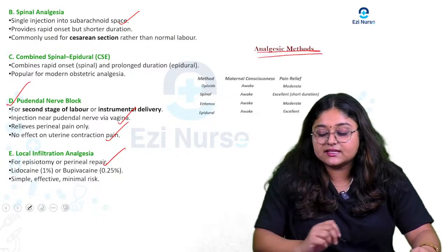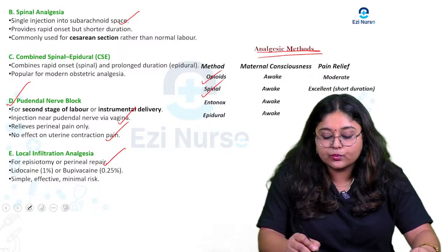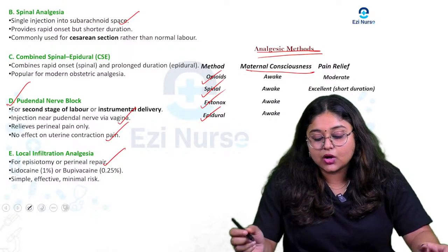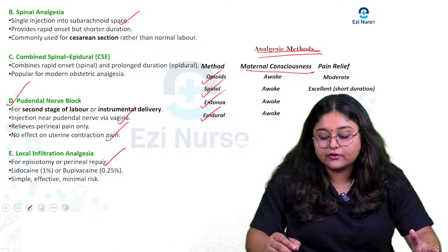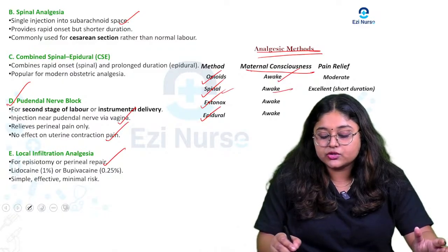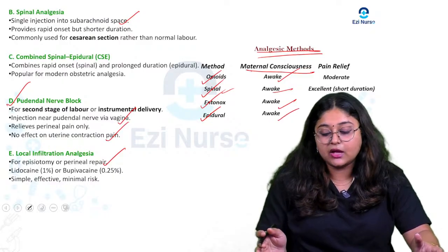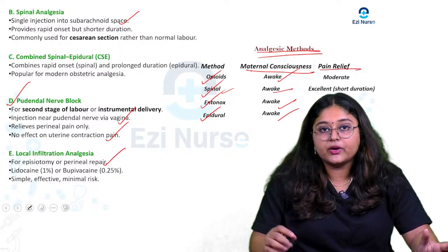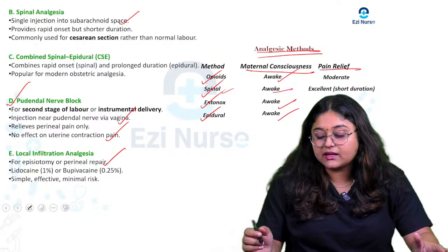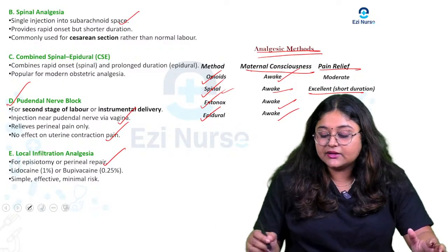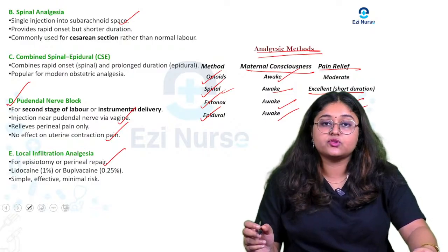Now come to the analgesic method comparison. First are opioids, spinal, Entonox as well as epidural. So what about maternal consciousness? With opioids the mother is awake, with spinal also awake, with Entonox also awake, and with epidural also awake. Pain relief: opioids relieve the pain moderately, spinal relieves the pain excellently though for a short duration, Entonox moderately, and epidural excellently.